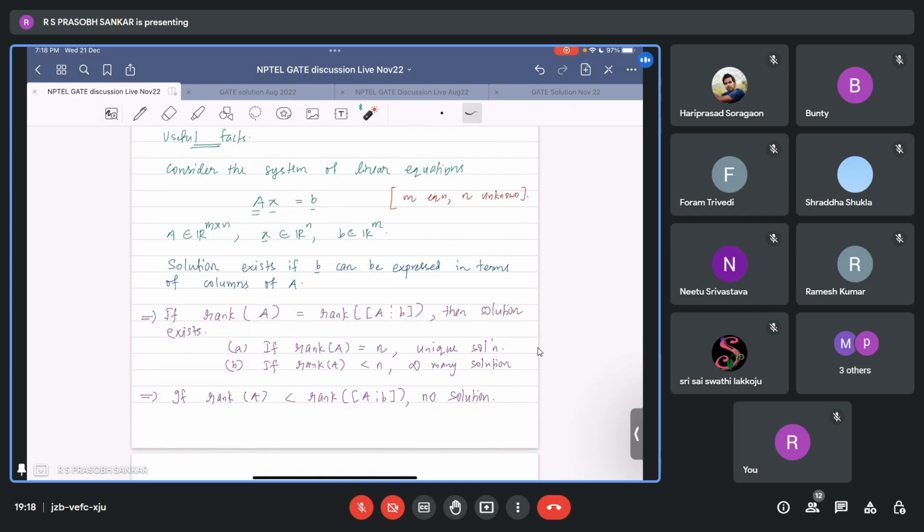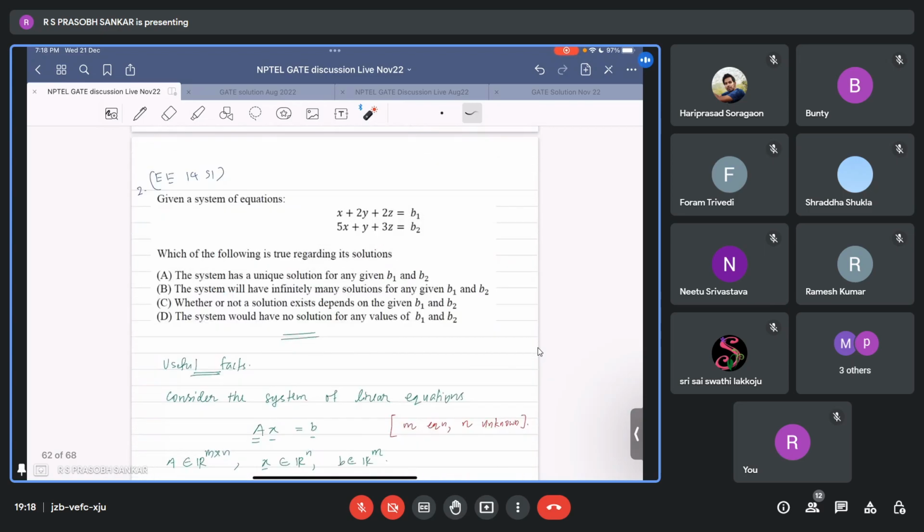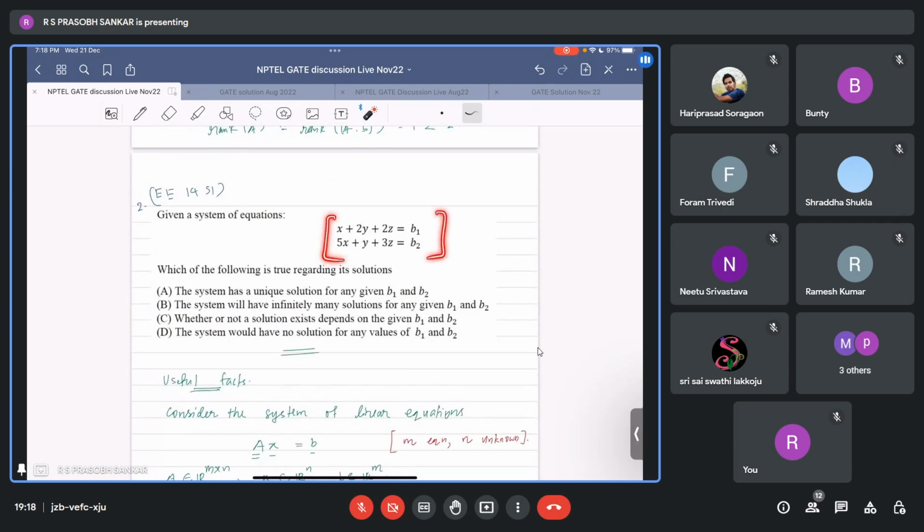This is just a restatement. We are just revising what we already discussed in the beginning. So what do we have here? In this case, if we see here, we have two equations and three unknowns.